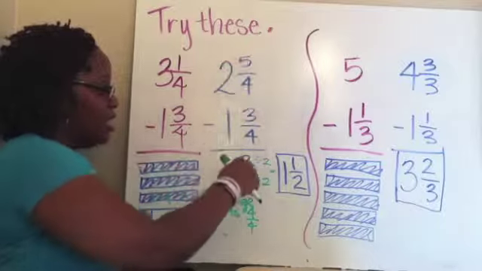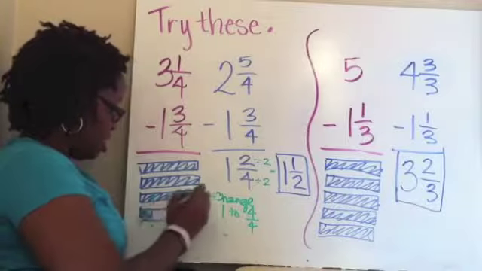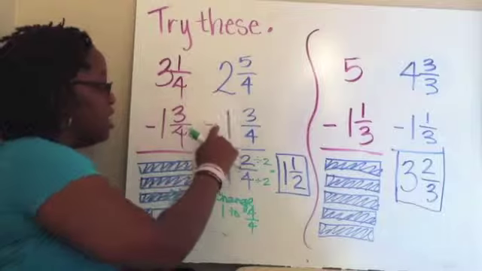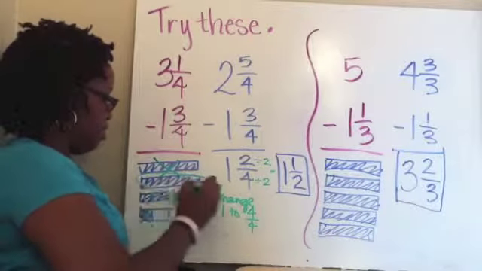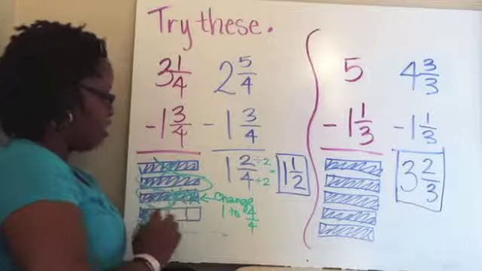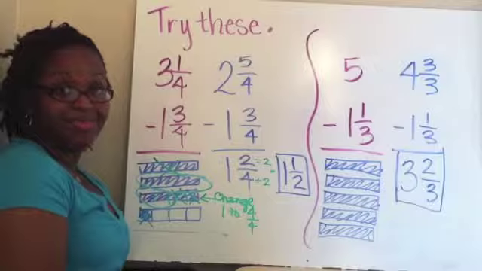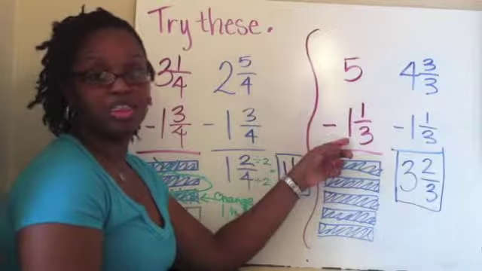Okay, now we can do our subtraction. So 5/4 minus the 3/4. Okay, so I'm taking away 3 of the fourths, gives me just 2/4 left over, and then 2 minus 1 gives me 1 whole left over. So now I've got 1 and 2/4, and we know we can simplify that to 1 and 1/2. Okay. The next example you were supposed to do is 5 minus 1 and 1/3.